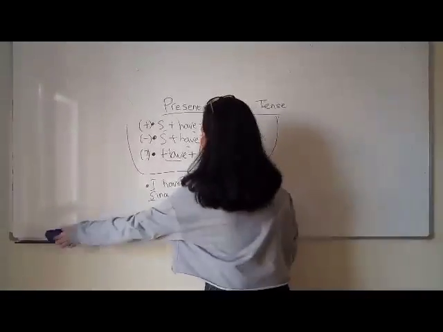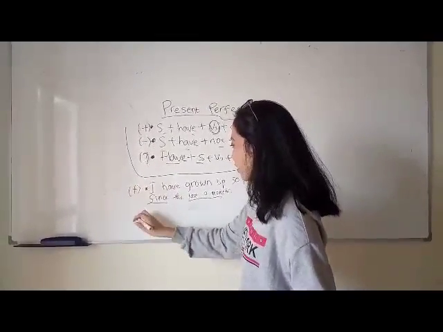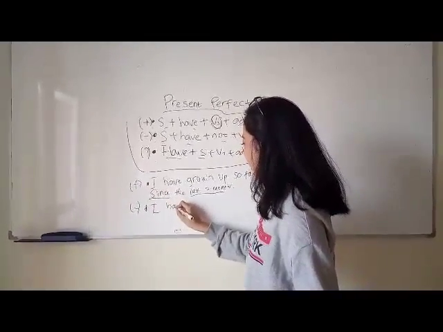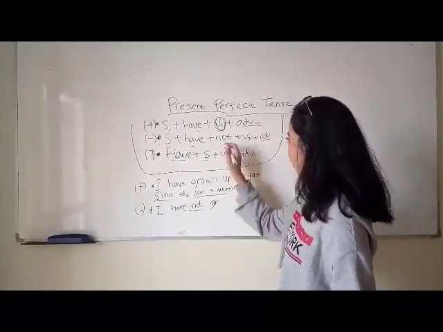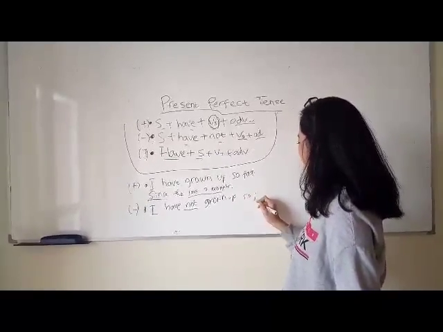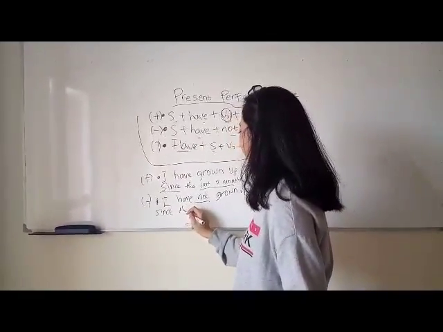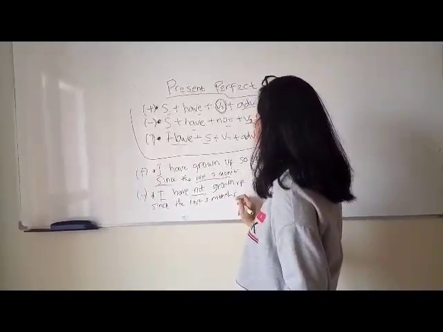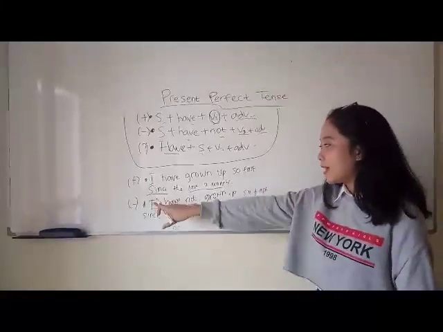It's not stopping. And then for the negative one, this one is the positive. And then for the negative one, you have I have not grown up so fast since the last 3 months. This is different from the positive. You don't have to put not in the positive, but for the negative, you have to put not.